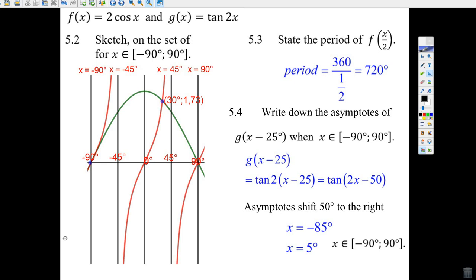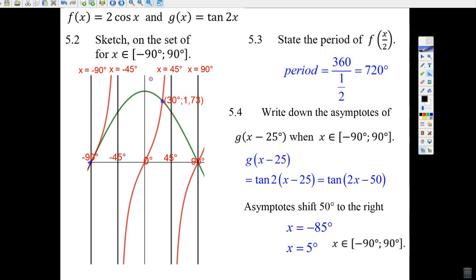Okay, now we're going to try and sketch this graph. Well, it shouldn't be between minus 90 and 90. Now, one thing I hope everybody got was this 2 cos x, because you have to know that the period of cos x is 360 degrees, so between minus 90 and 90, it'll only be half a wave.